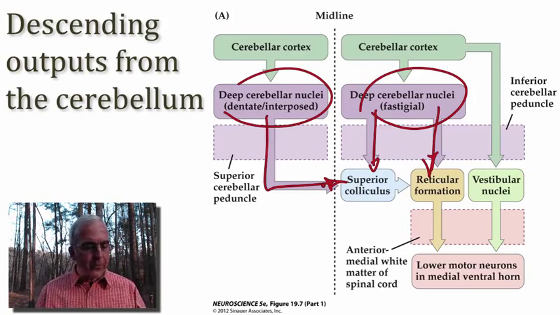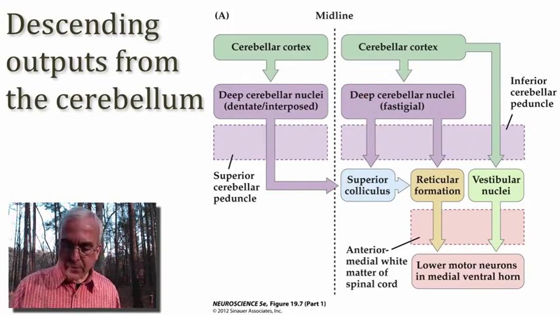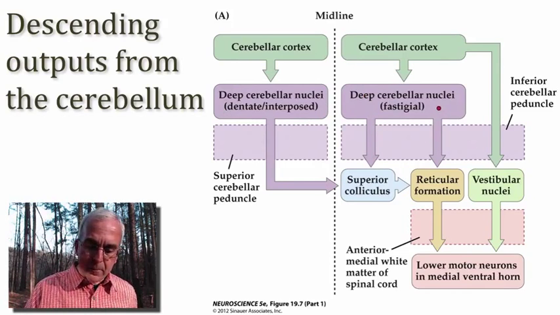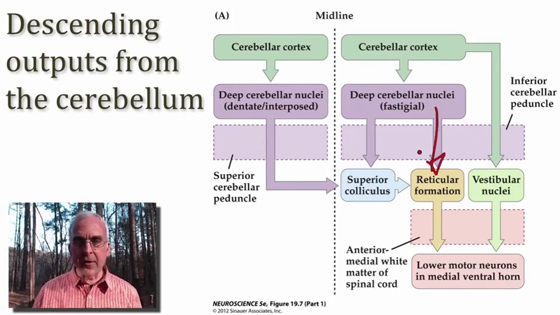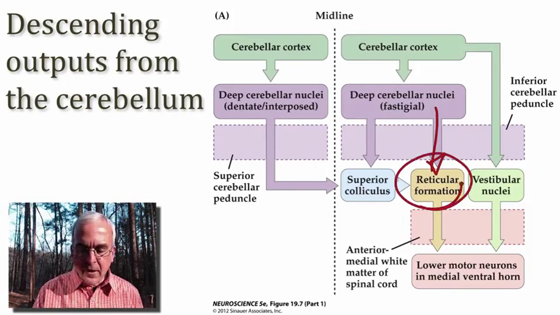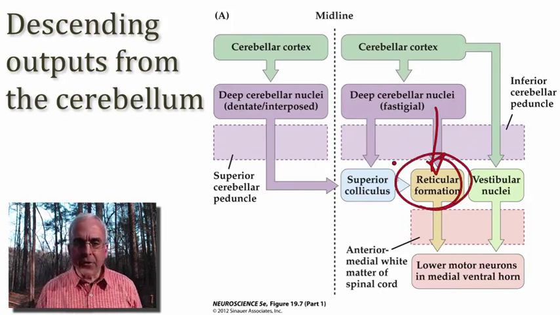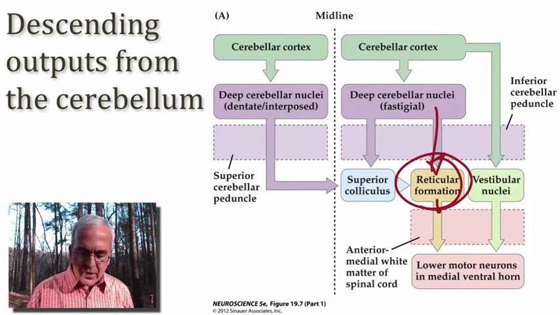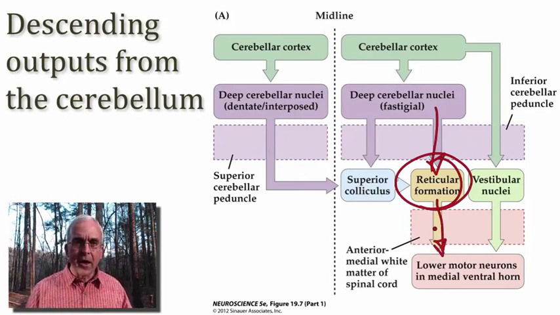So we'll focus mainly on the right side of this figure to consider these descending outputs. So again, the major output of concern here is connections from the medial part of the deep nuclei of the cerebellum to the reticular formation of the brainstem. And the reticular formation, as you know, gives rise to projections down to lower motor neurons in the medial part of the ventral horn of the spinal cord. So these are motor neurons that are going to be mainly concerned with posture and the movements of the proximal muscles of the limbs.